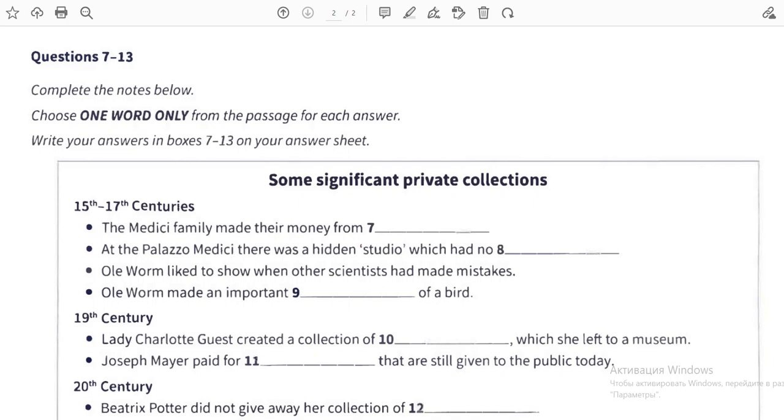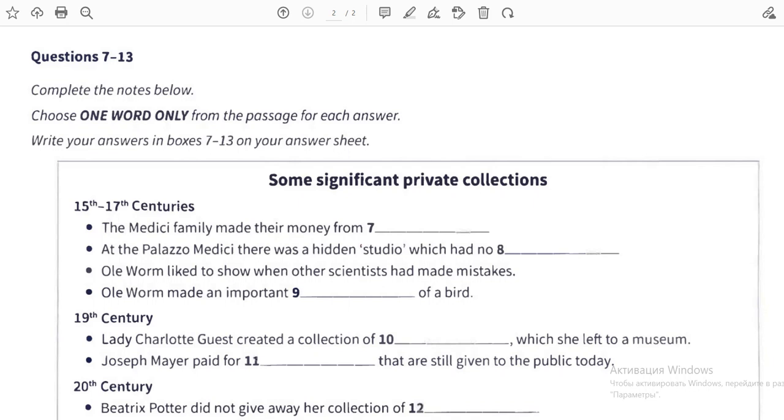So here it is. The 8th statement is at the Palazzo Medici. You need to find Palazzo Medici. Question 9 is Audubon, a proper name, a proper noun. The 10th is 19th century and Lady Charlotte Guest. The 11th is Joseph Meyer. These are our locating words, which we need to locate the information in the passage.